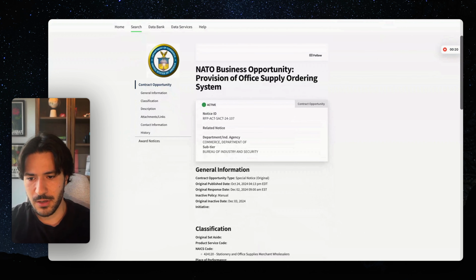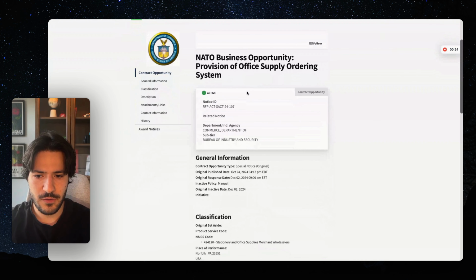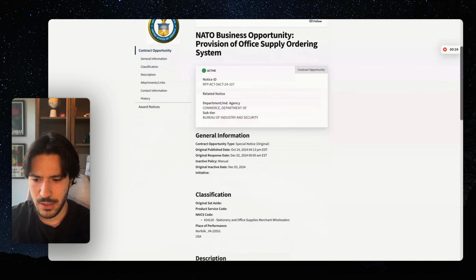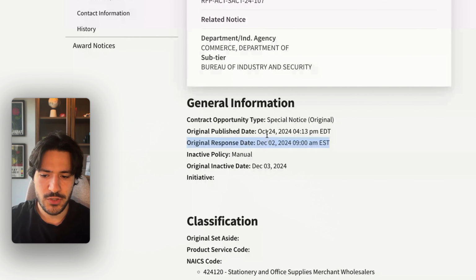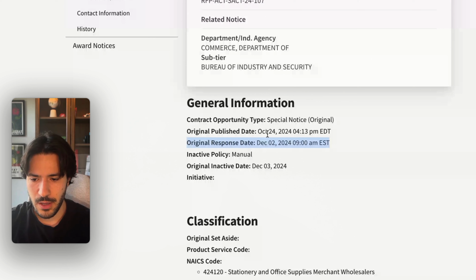I was looking for government contracts and I found this opportunity by NATO, and it's for provisioning of an office supply ordering system. The first thing that I look for in an opportunity like this is the deadline, because I want to make sure that I have enough time to place a bid. And this one has a deadline of December 2nd, which is good. It's also interesting to see when it was published, so it's not long ago, October 24th.